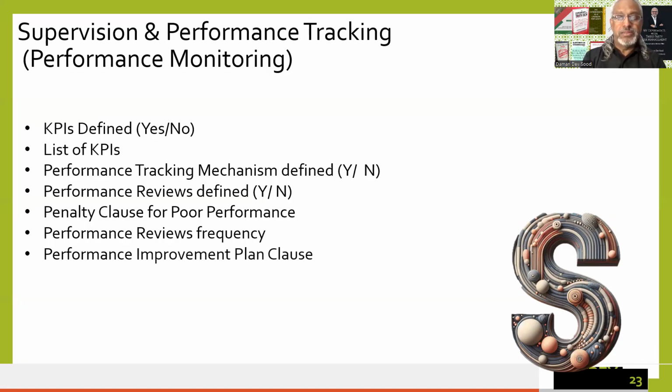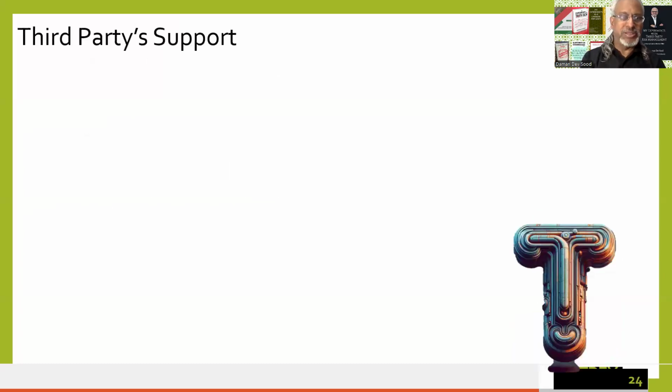And performance improvement plan. Your third party is not able to live up to one particular expectation. That doesn't mean that you will kick them out. You will give them time. This is the principle of risk management. You will give them a time to fix it. And if it gets repeated, then perhaps you'll think of an abnormal exit also.